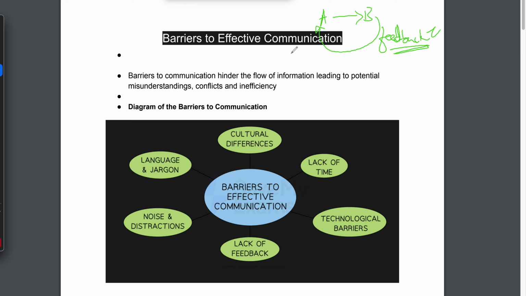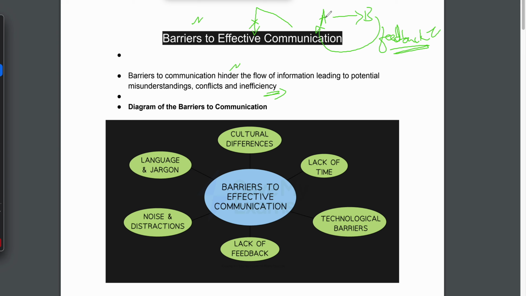So today we want to mention a couple of reasons that communication can cease to be effective, right? We're talking about the reasons that make communication not effective. So those are what we call the barriers to effective communication. We're talking about any hindrance, any situation, any stumbling block that basically hinders the flow of information, leading to potential misunderstanding, conflicts, and even inefficiency.